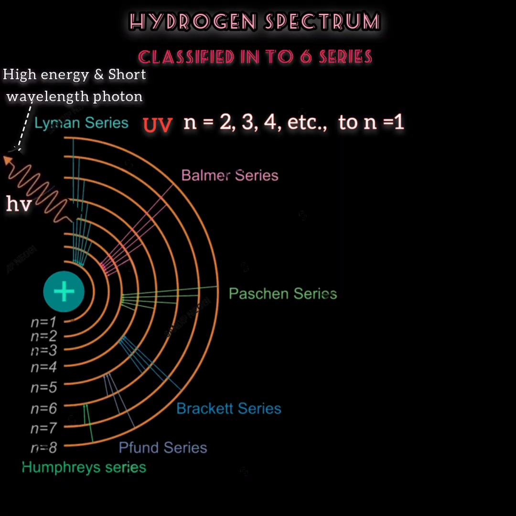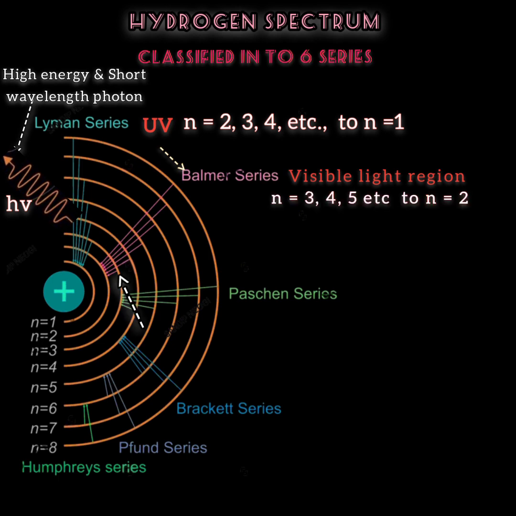The second series is the Balmer series. This series lies in the visible light region of the electromagnetic spectrum because it corresponds to electron transitions from higher energy levels n equal to 3, 4, 5, etc. to n equal to 2 energy level.